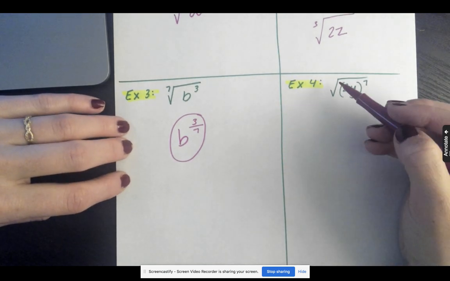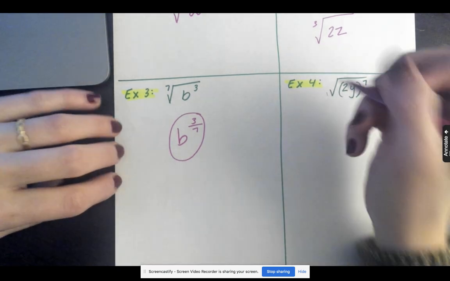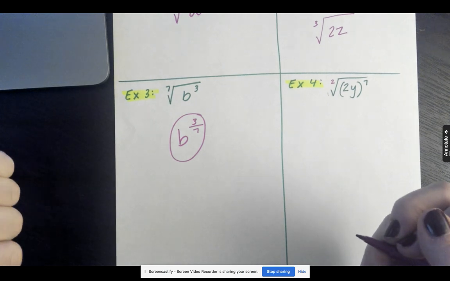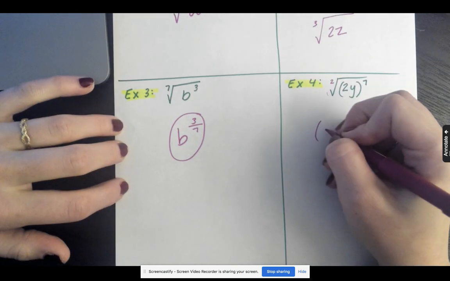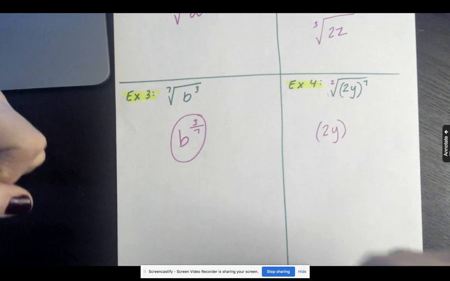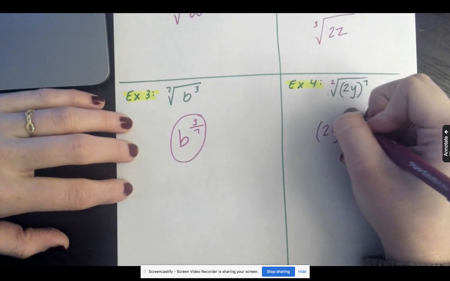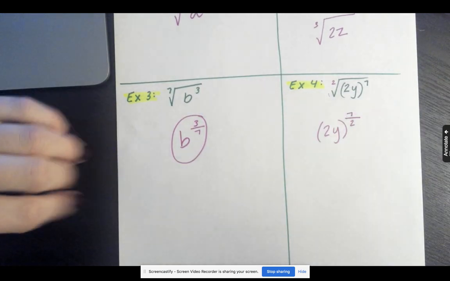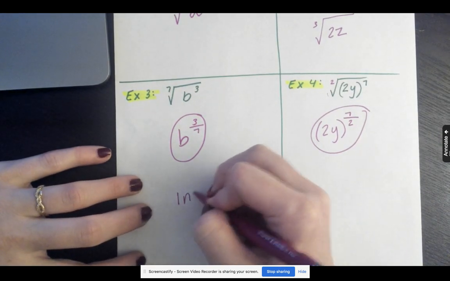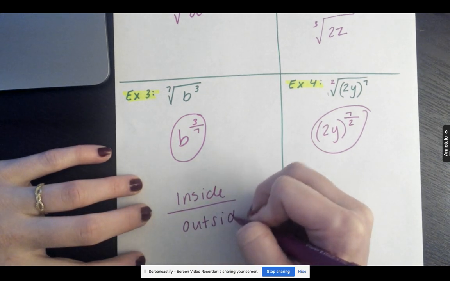In this case, I see there's no number on the outside. And if that is true, there is an understood 2 on the outside of the radical. Okay, so when I rewrite this again, I'm going to use my parentheses. Keep that phrase in mind, inside over outside. My inside number is going to be in the numerator, and then the 2 is my denominator. Okay, so again, guys, don't forget: inside over outside.